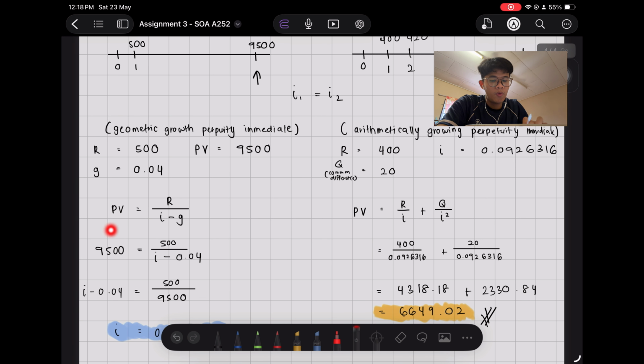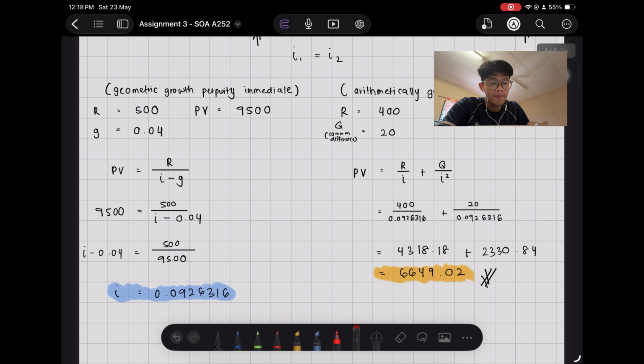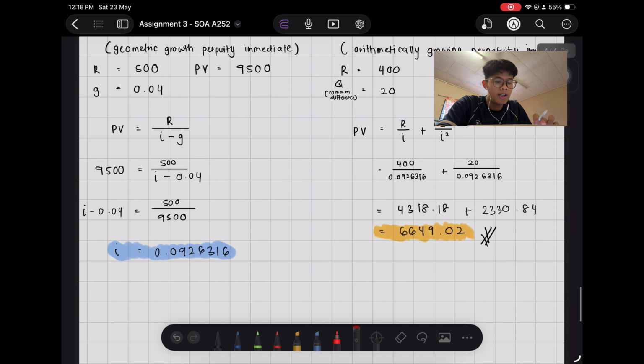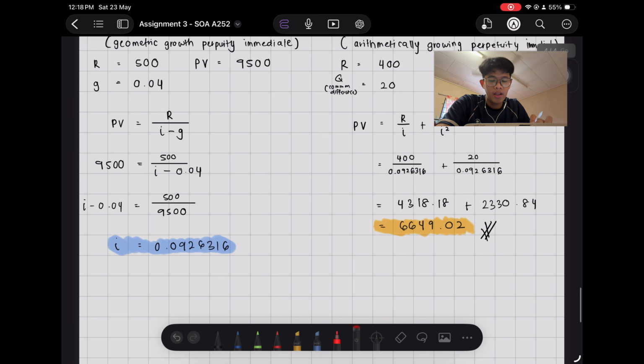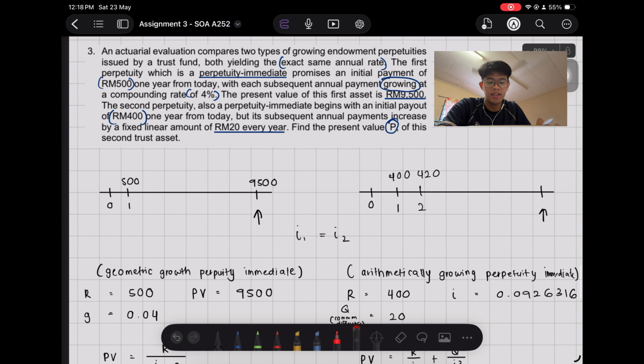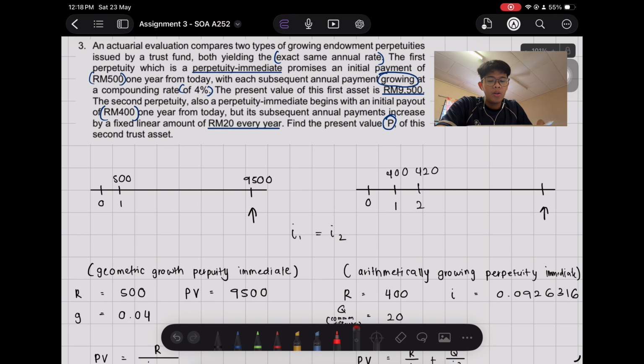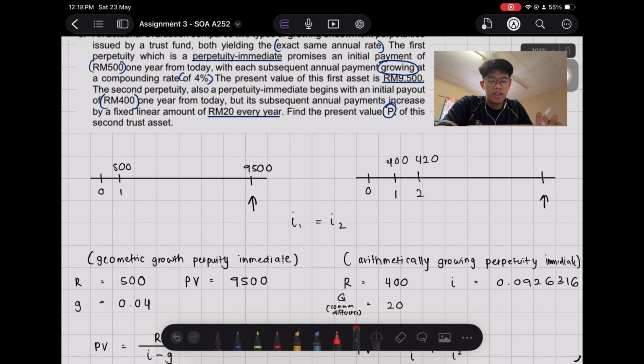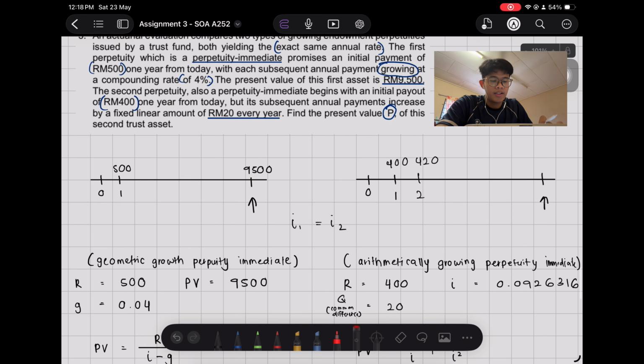For a perpetuity with geometric growth, we use the formula PV equals R over i minus g. Substituting our known values, we get 9,500 equals 500 over i minus 0.04. To solve for i, we multiply both sides by i minus 0.04 and then divide by 9,500. This simplifies to i equals 0.0926316. Now that we have successfully identified the annual interest rate, we can move on to the second trust asset.